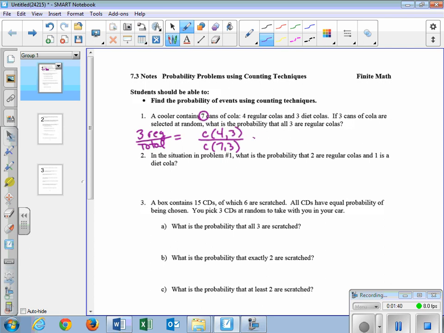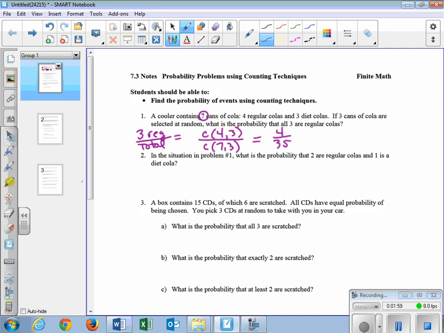To save time, I'm just going to go ahead and give you the answers for these fractions. I'm not going to take the time to figure these all out, or we would be here forever. I would be boring you to tears. Combination 4 choose 3 is 4, and combination 7 choose 3 is 35. So that would be the probability that all 3 are regular colas.